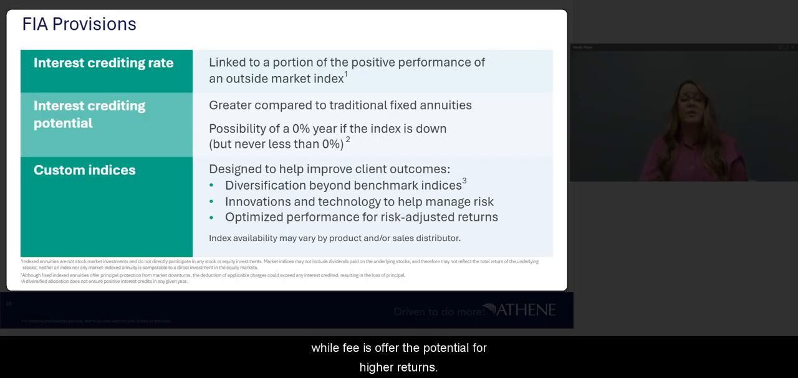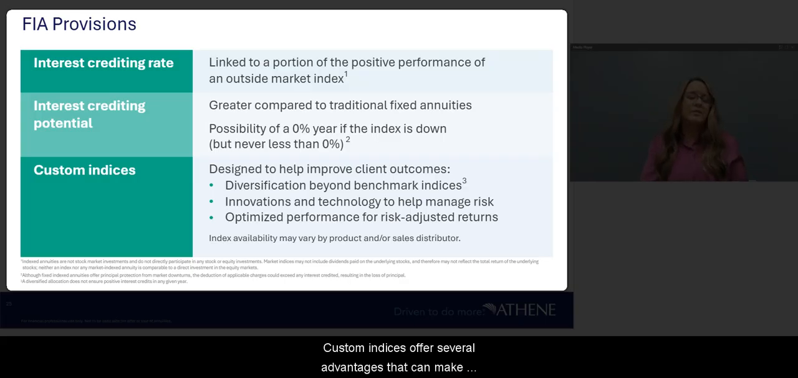While FIAs offer the potential for higher returns, they also include a minimum guaranteed rate to help protect against market downturns. One of the key features of FIAs is that while a client may receive zero in return, they will never receive less than zero, so no negative returns. Applicable charges, such as a rider charge, could exceed interest credited, which could result in the loss of principal.